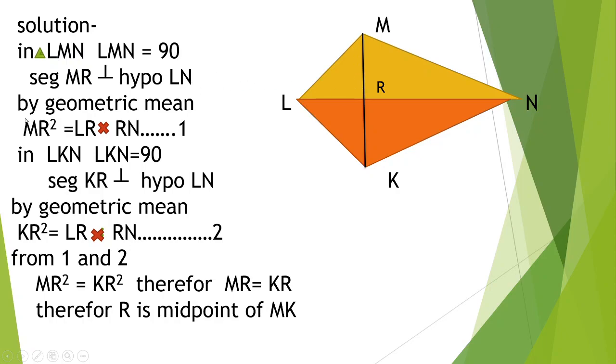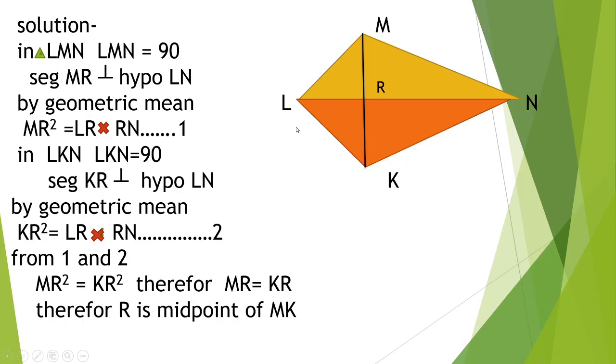So use the geometric mean property. You learned it in the previous session. Then use this geometric mean property in triangle LMN. MR square is equal to LR into RN. MR square is the geometric mean of LR and RN. So I write here MR square is equal to LR into RN. This is our first equation.